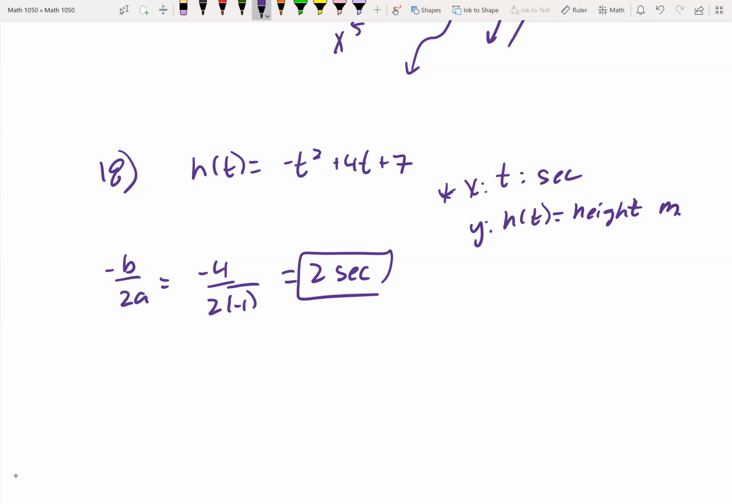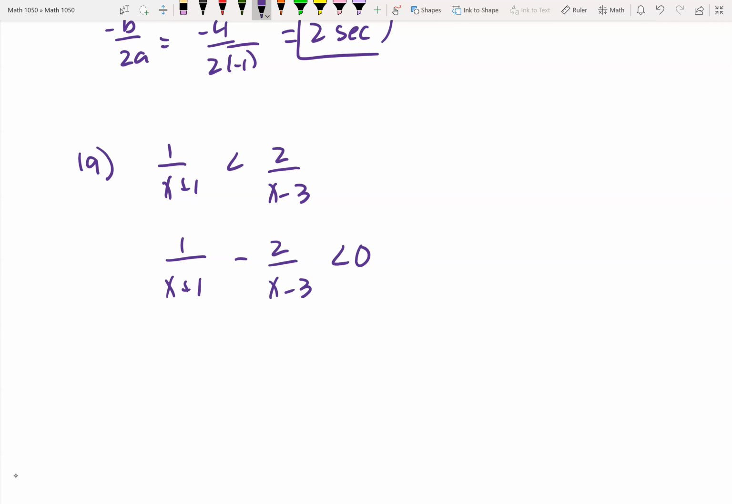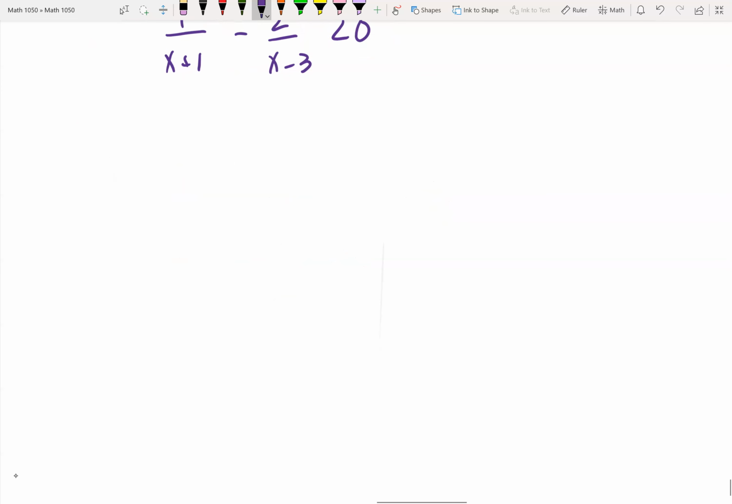Question 19, which describes a correct first step. So this is a critical numbers type 2. Critical numbers type 2, step 1 is to get a 0 on the right hand side. So I'm just going to pull that over, and there's my step 1, and that would be option C. The others are not correct. Okay, number 20.